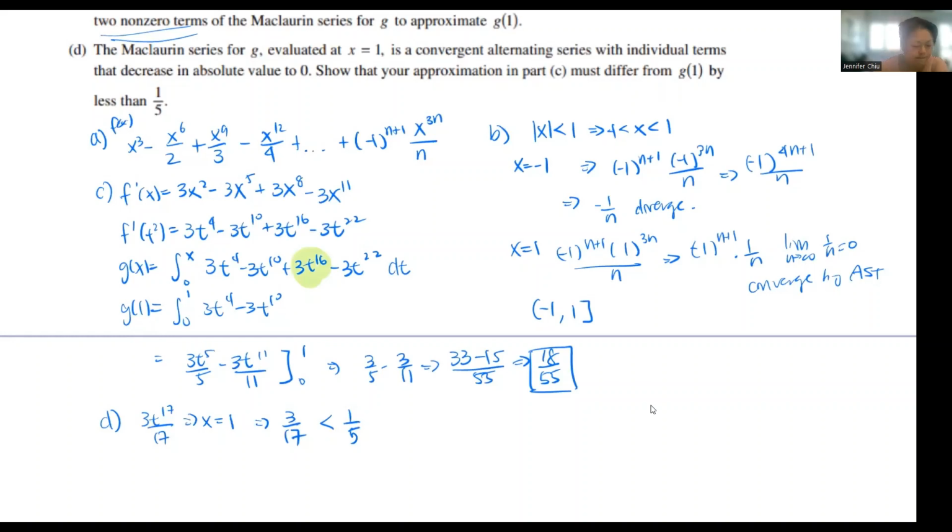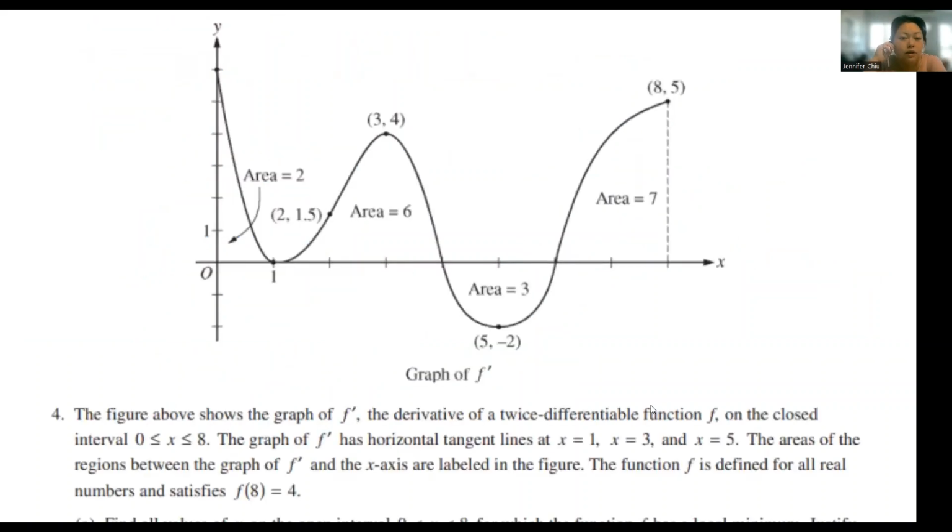Okay, all right. So this is set 6. We're on number 4 here. It says the figure above shows the graph of f prime, the derivative of a twice differentiable function f on the closed interval from 0 to 8.